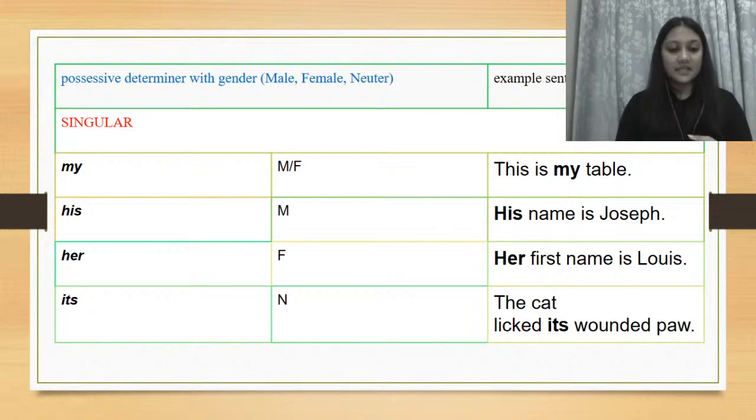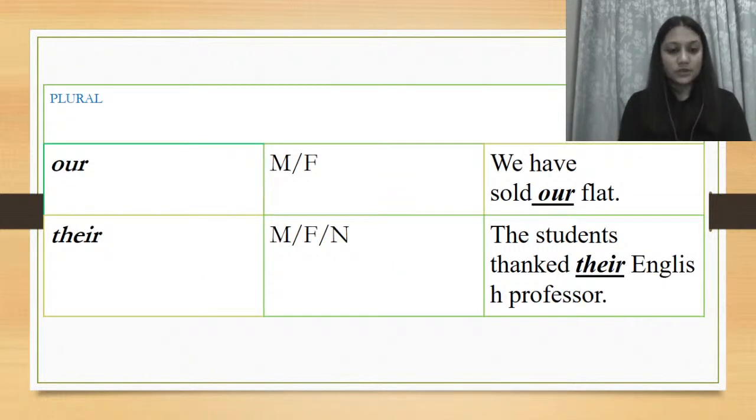Next is its. Now, its is used basically for animals, right? For non-living things, right? Here, the cat licked its wounded paw. Okay, what did the cat do? It licked its wounded paw. Now, wounded here is the adjective and paw is the noun. Clear? So just before the noun, we have got the adjective, and before that, we have a determiner. And what sort of determiner is it? It is its. Clear?